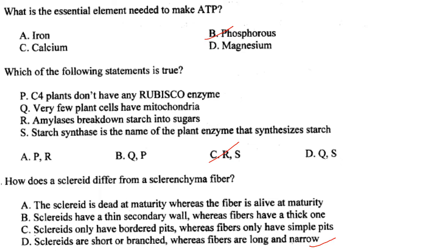Option C. How do sclereids differ from sclerenchyma fibers? So the answer here is sclereids are short and branched, whereas fibers are long and narrow. Answer is option D. Then in option C, sclereids only have bordered pits, whereas fibers only have simple pits. So that is not correct, because sclereids have simple pits.